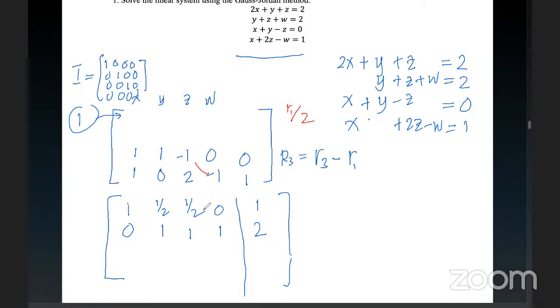Ayan. So, ilalagay ko na dito yung value ng pag-normalize natin. So, this is 1, 1/2, 1/2, 0. Tapos 1 yung value dito. So, yung second row, copying ko na lang siya. 0, 1, 1, 1, 2.